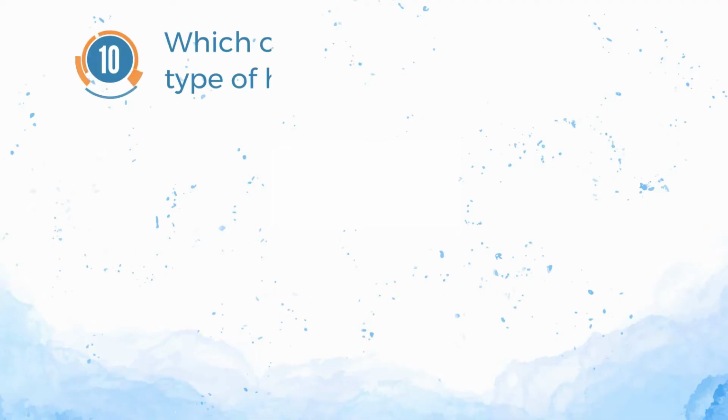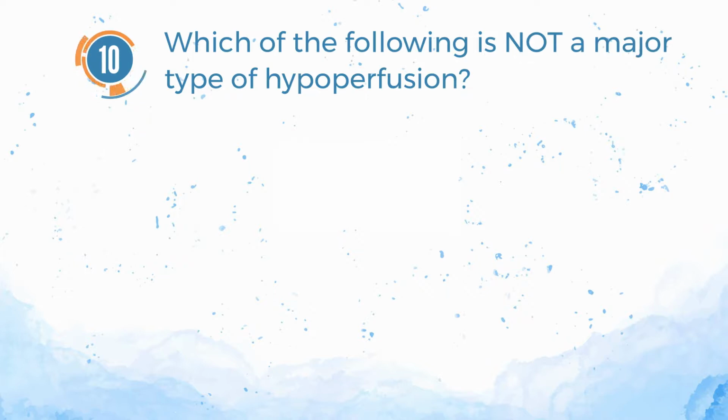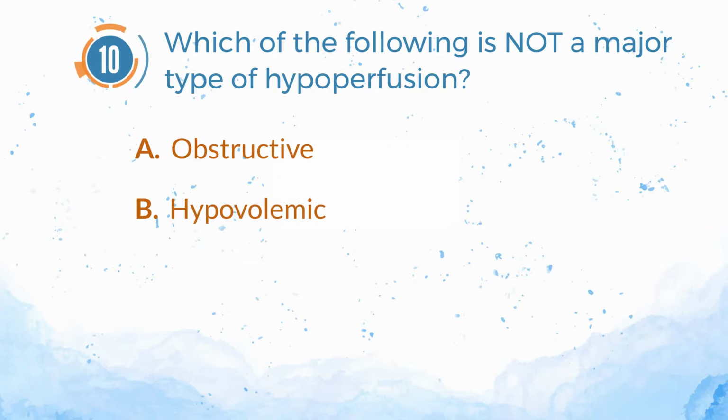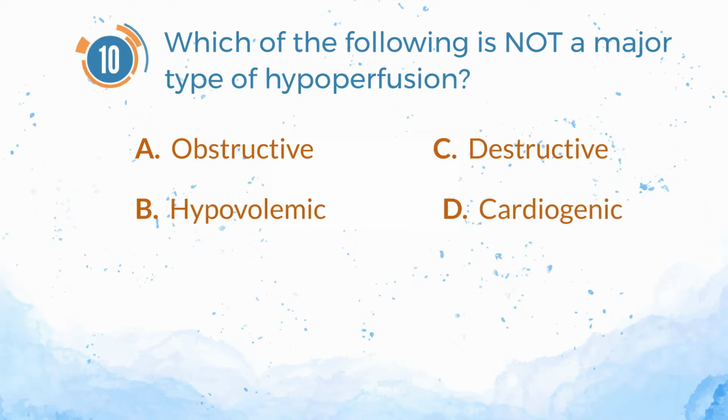Number 10. Which of the following is not a major type of hypoperfusion? A. Obstructive. B. Hypovolemic. C. Destructive. D. Cardiogenic.